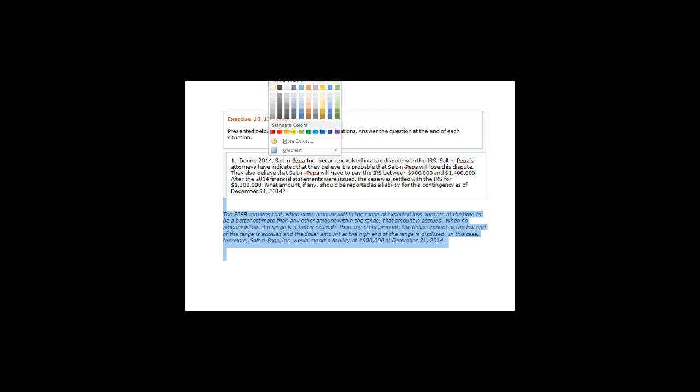So here's what our case solution will look like. The FASB requires that when some amount within the range of an expected loss appears at the time to be a better estimate, you accrue that. But we don't have that. This is not happening in our scenario. So when no amount within the range is a better estimate, use the low end. In this particular case, they're going to report a liability and debit a loss for $900,000. Okay? Let's go on to the next one.